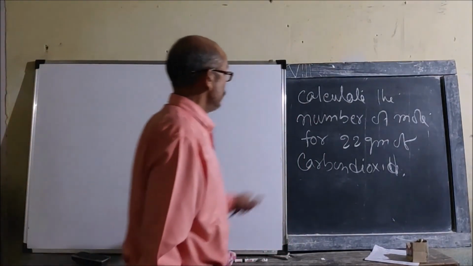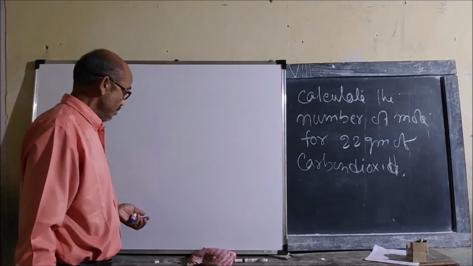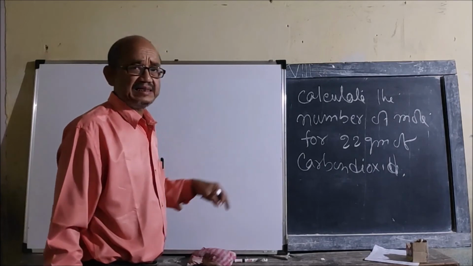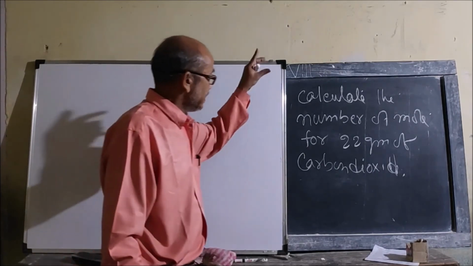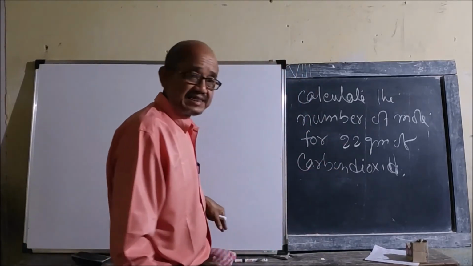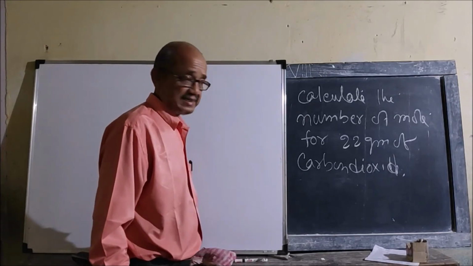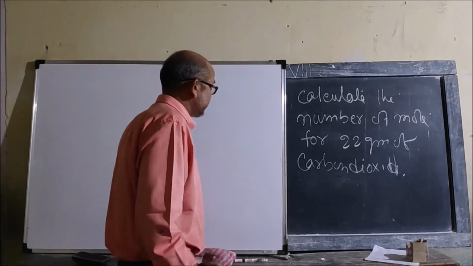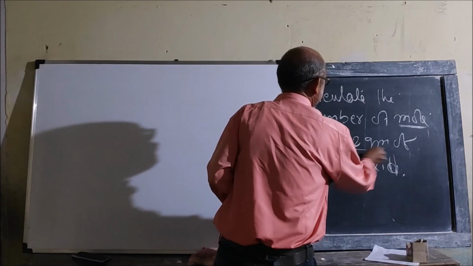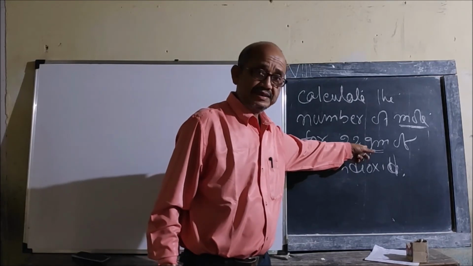Calculate the number of mole for 22 gram of carbon dioxide. Now we have to note what factors are given here. This type of sum is like a mathematical problem. I used to solve this problem by the unitary system, applying mathematical knowledge. Here there are two factors: mole, and the other is mass. Gram means mass. So when there is gram, we have to find the molecular mass of the given element in gram.